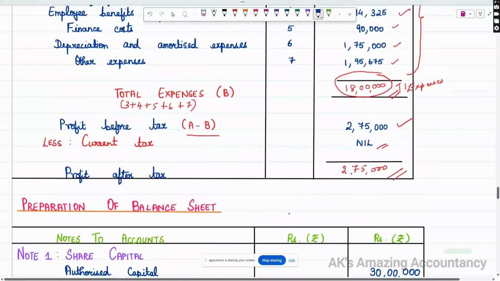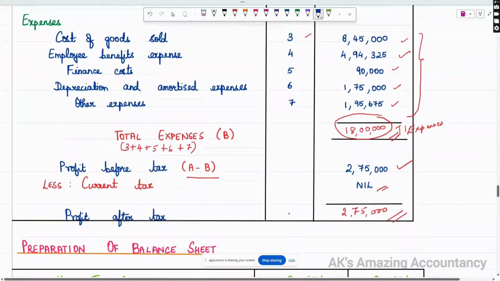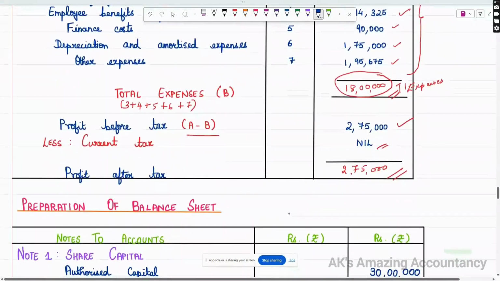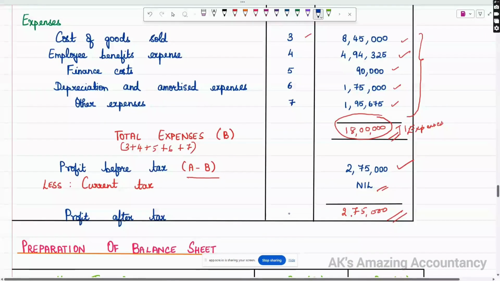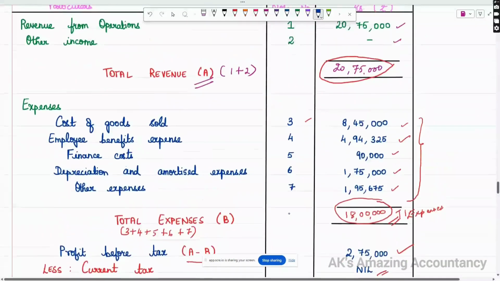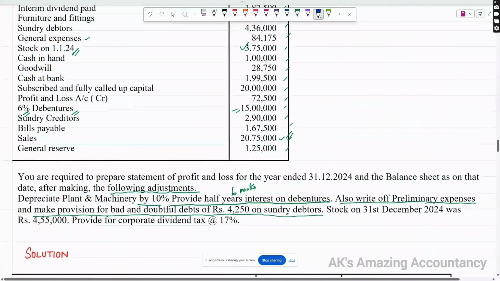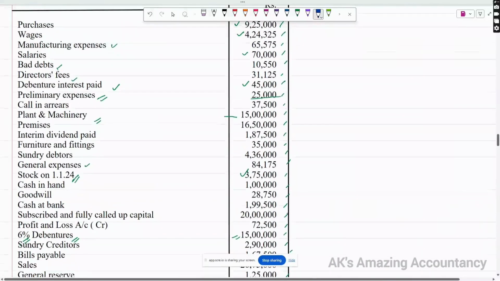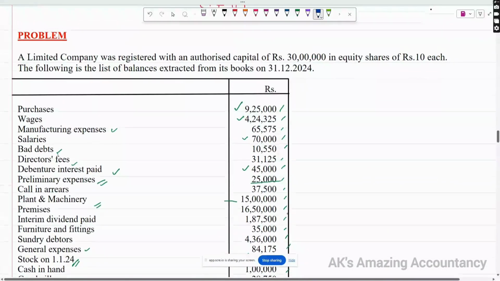Note 1, share capital. For the problem, you can refer to the problem which is available in the previous video. Anyway, let me show the problem here also. So this is the problem which we have. So we are starting with note 1, share capital.